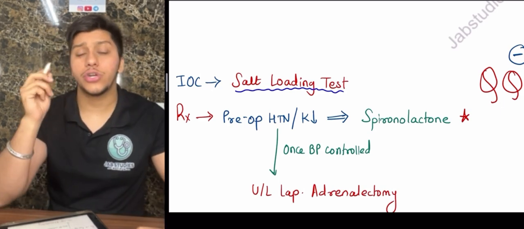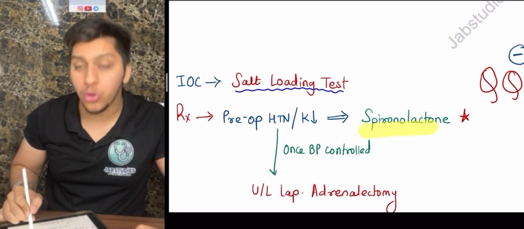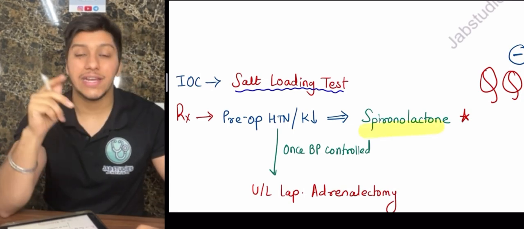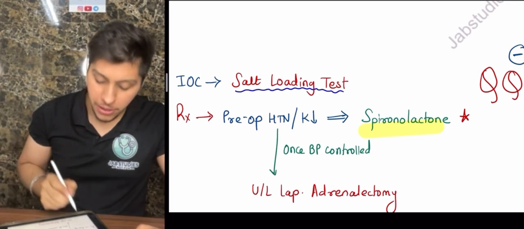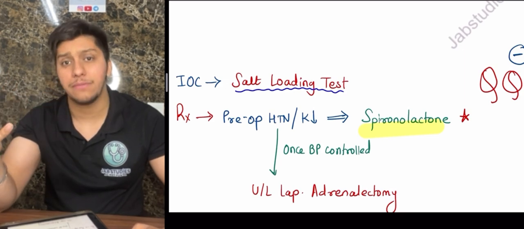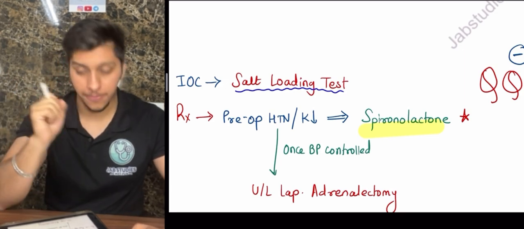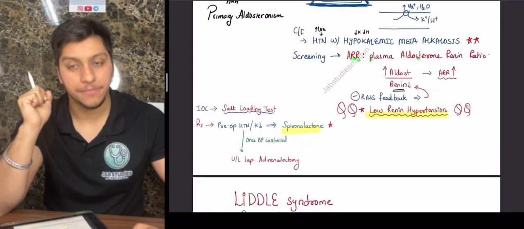Before the operation, you need to have something which is going to block the aldosterone action. That is going to be spironolactone. Okay. What is the classic side effect of spironolactone? You remember? Gynecomastia. Okay. So pre-op, to reduce the hypertension and to control the hypokalemia also, you can give spironolactone. Once the BP is controlled, proceed with unilateral adrenalectomy.